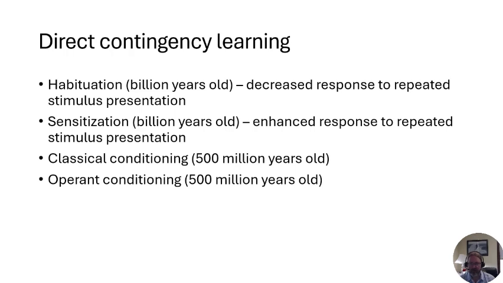So today we're just focusing on direct contingency learning, and there's a few kinds. There's habituation, which is a billion-year-old process at least, which is basically where you just see decreased responding in response to repeated stimulus presentation. You see this a lot in animal presentations, where you repeatedly produce a stimulus and they have an initial reaction, and that reaction decreases over time, and that's showing habituation. And then sensitization is kind of the opposite of that. That's when the response increases as a function of the presentations of the stimulus. So those aren't focused on terribly much in clinical work.